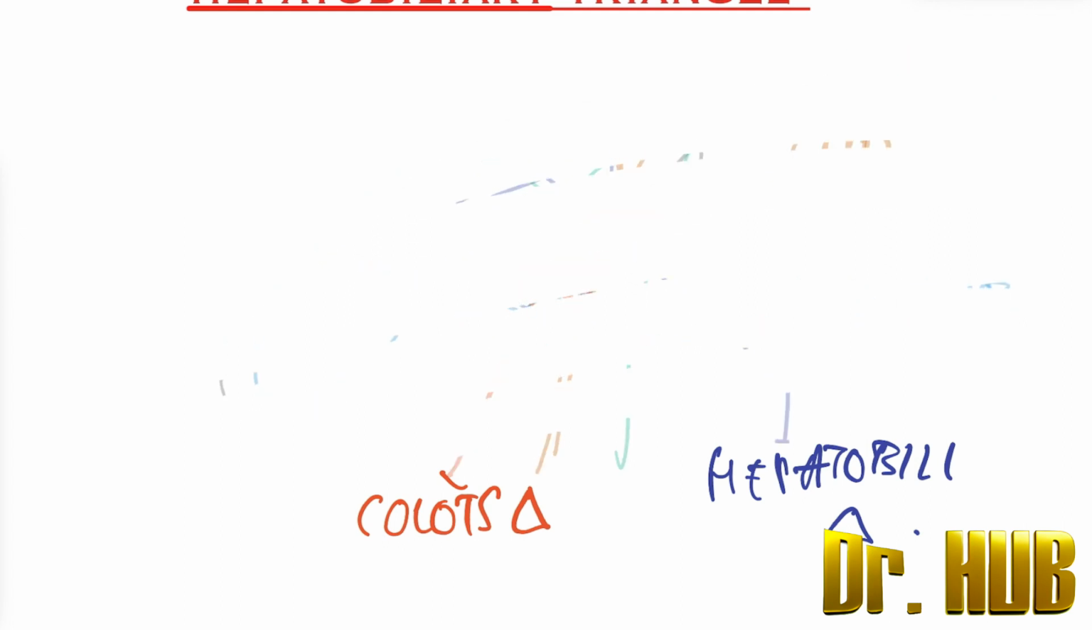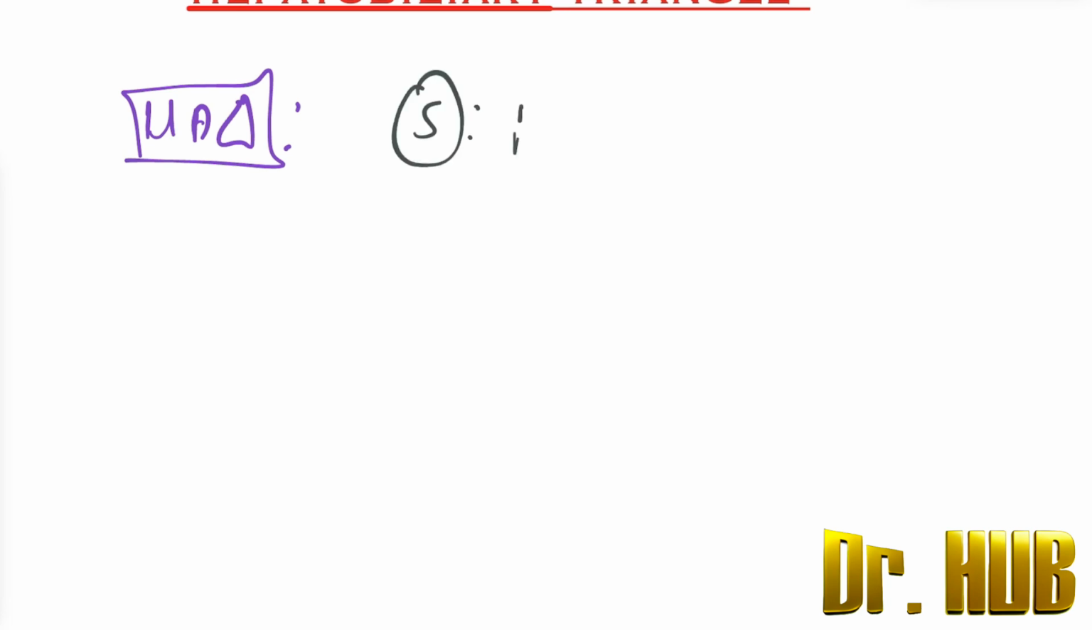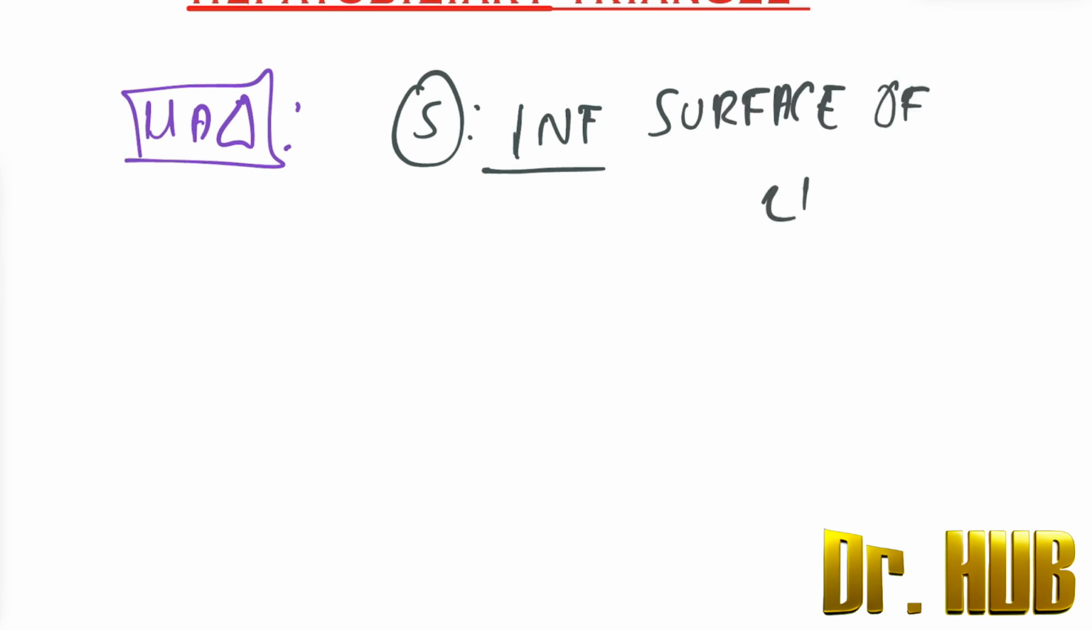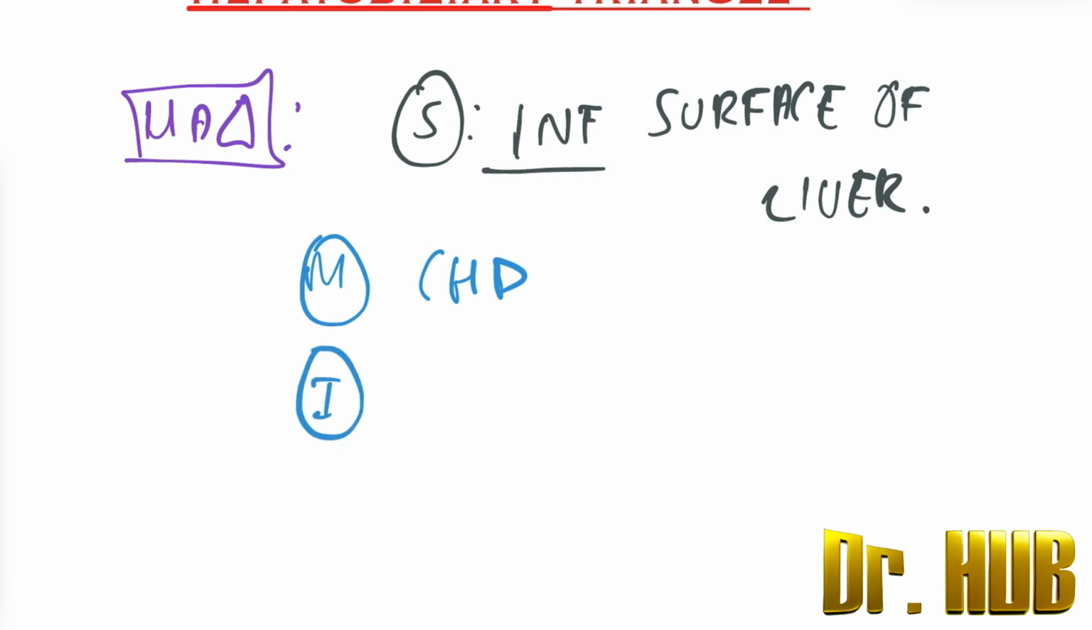Now let's look at the boundaries of the hepatobiliary triangle. In terms of the hepatobiliary triangle, superiorly what is present is the inferior surface of the liver. Medially, what we saw was the common hepatic duct, and inferiorly it is nothing but the cystic duct.